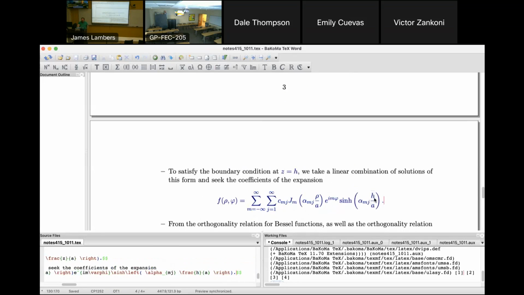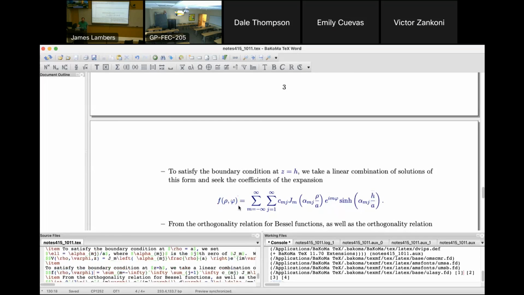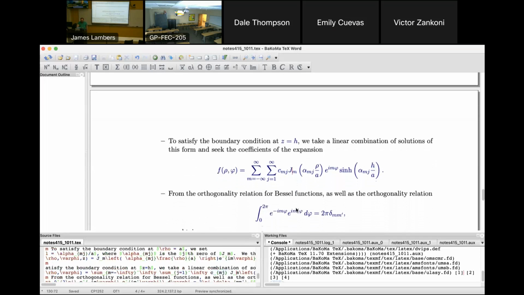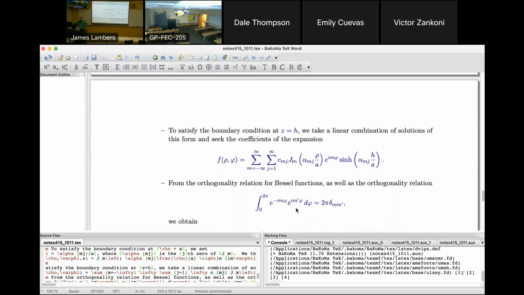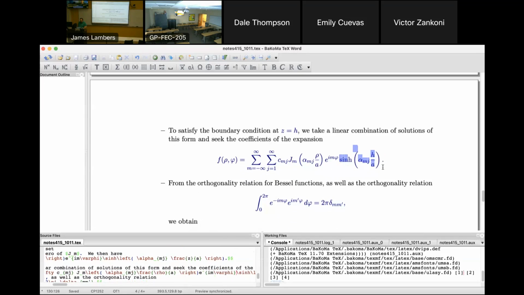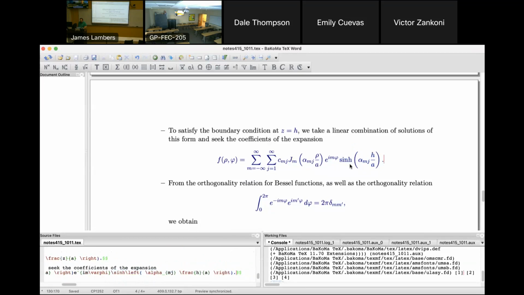So if we set Z equal to H, the result must be equal to F of rho, phi. That's the remaining boundary condition. So now we have this series expansion. All that's left is we need to find the coefficients. Because we set z equal to h, this is a constant. That won't pose us any problem.